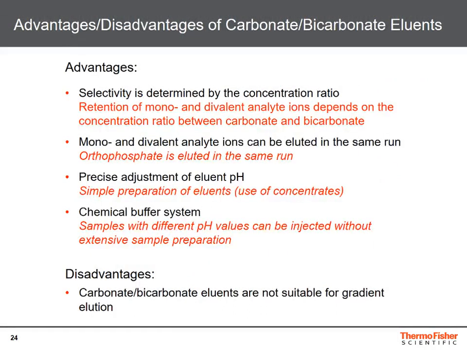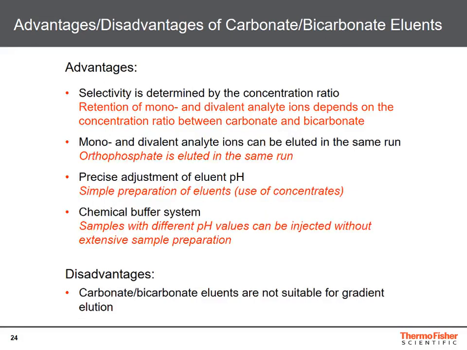For more than 25 years since the introduction of ion chromatography in 1975, anion exchange chromatography was typically carried out using carbonate-bicarbonate mobile phases. This slide lists the 4 major advantages of such an eluent system. For instance, the selectivity is determined by the concentration ratio, and that means the retention of mono and divalent analyte ions depends on the concentration ratio between carbonate and bicarbonate.